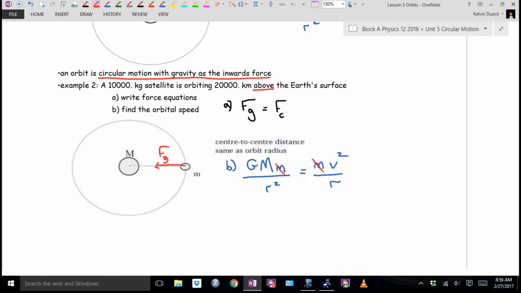Now, we have to be a bit careful here. This distance right here from the very center of the Earth is what we call the orbital radius. I'll call it r orb.